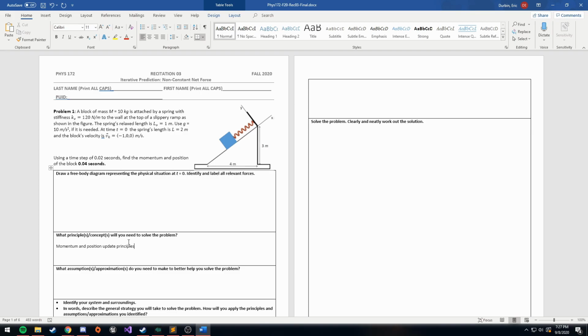So, and that's just the momentum principle too, so you can type that if you want. Yeah, I'm just doing momentum and position update principles. Awesome. What assumptions, approximations do you need to make? Friction is negligible. Better. Yeah. Negligible. What else did I say? Normal force is ignored.